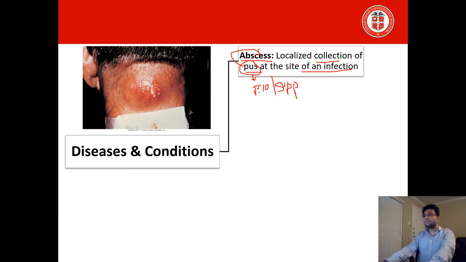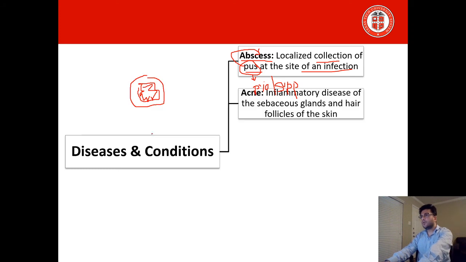So an abscess will somewhat look like this, that there is an infection of the hair follicles and the pus has formed inside. So you can see this red painful area on the nape of the neck or the bottom of the neck. Now let's move on to the second one, which is acne. Acne are inflammatory diseases of sebaceous gland and hair follicles.